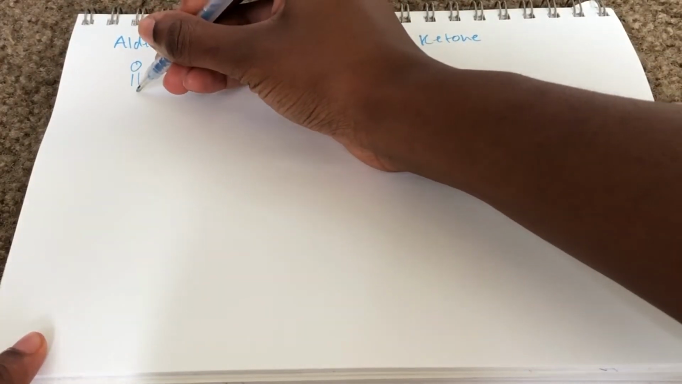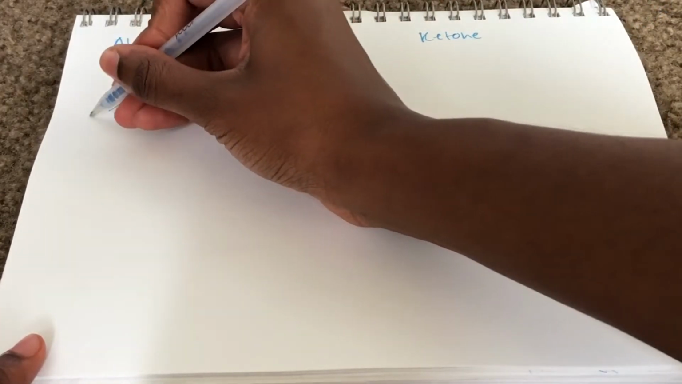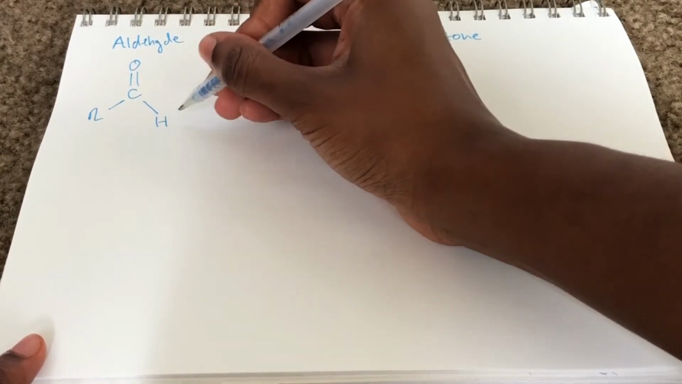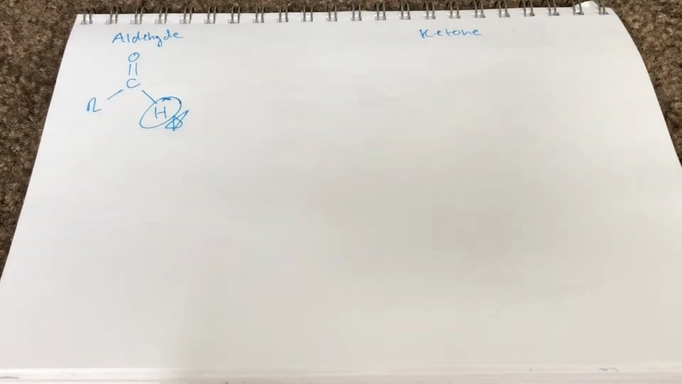So let's first draw an aldehyde. You have a carbonyl group, which is the oxygen double bonded to a carbon, and then you have the R group, and then you have that hydrogen. This is a special hydrogen that sets them apart.